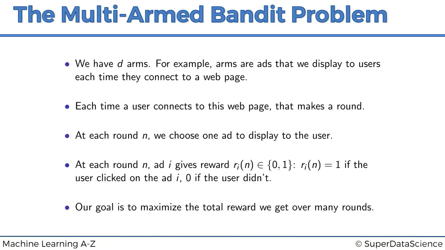A quick summary of the multi-armed bandit problem is as follows. We have D arms, for example. Arms are ads that we display to users each time they connect to a web page. So, by the way, yes, indeed, a modern representation of the multi-armed bandit problem is advertising. When you display ads, the algorithms that we're going to be applying can be applied to solving that problem.